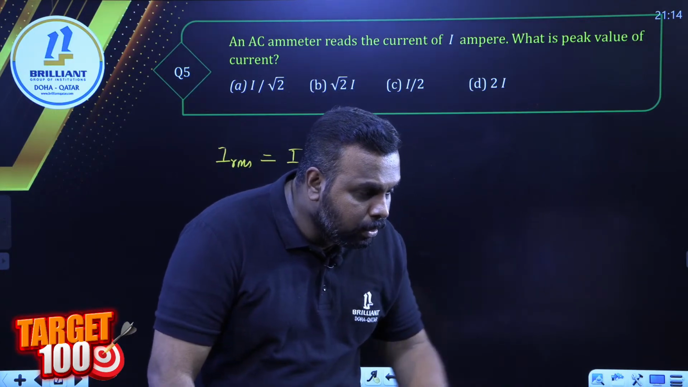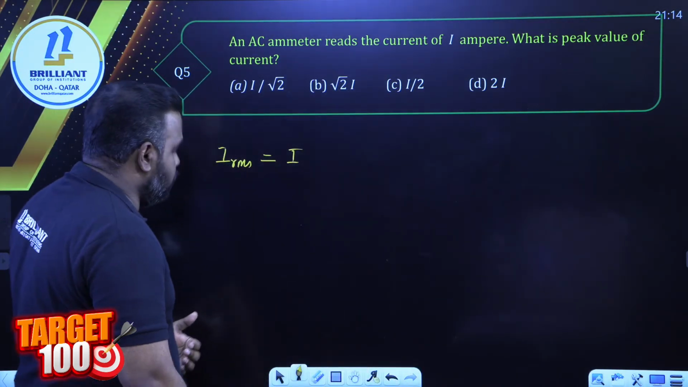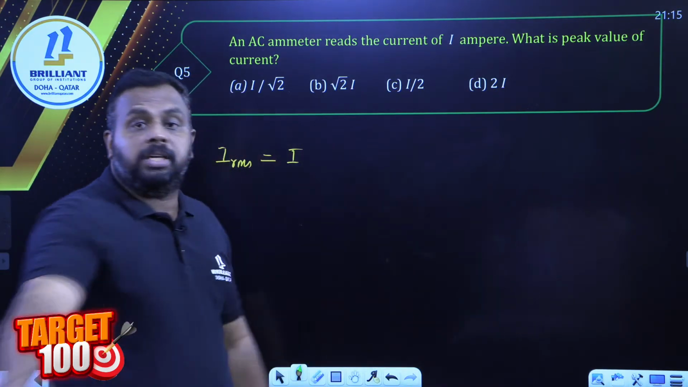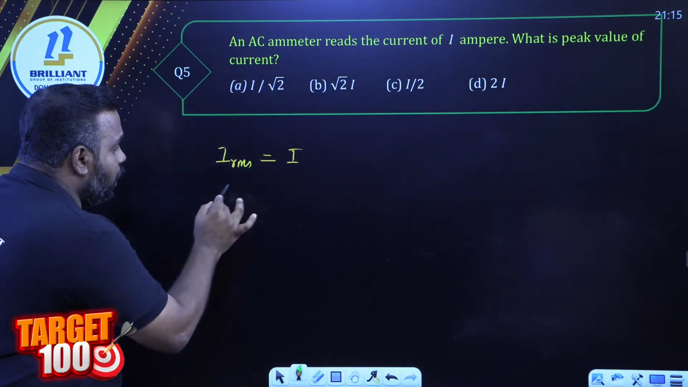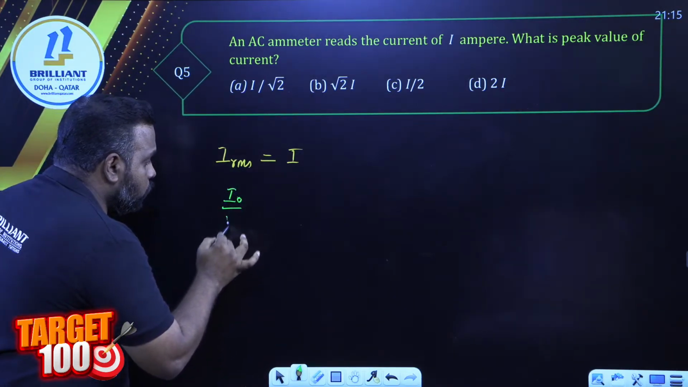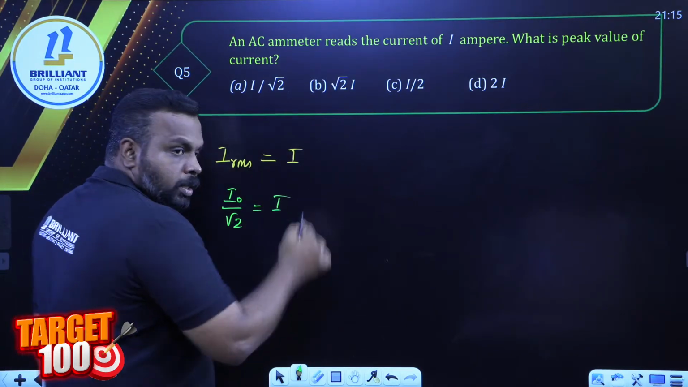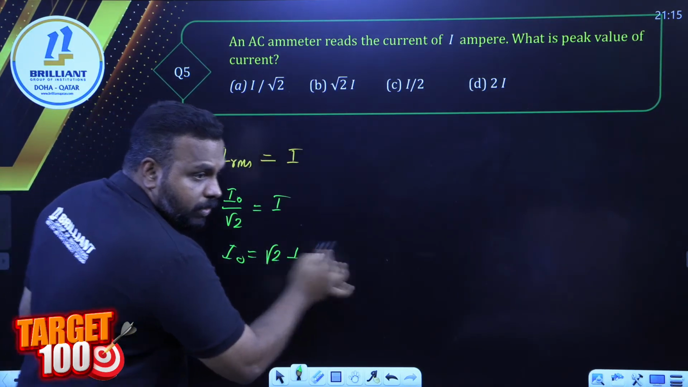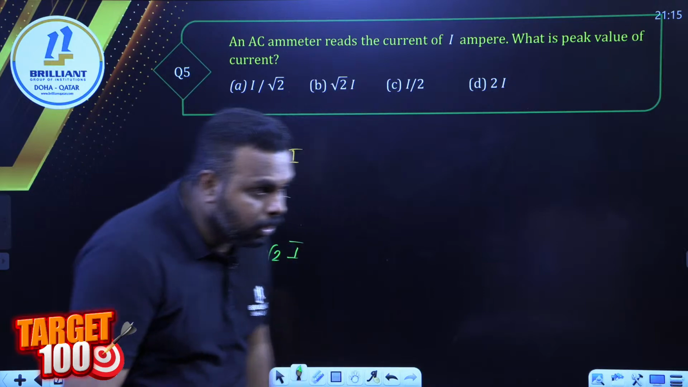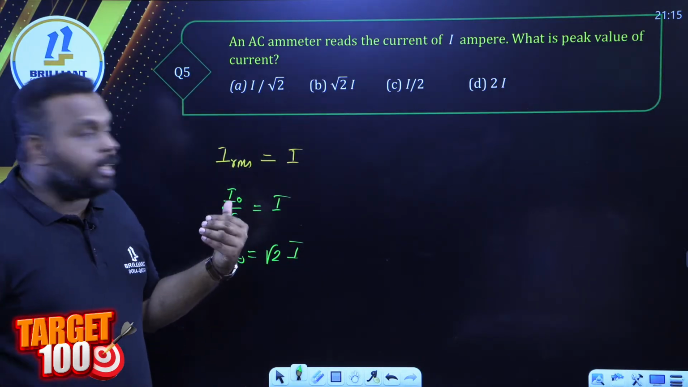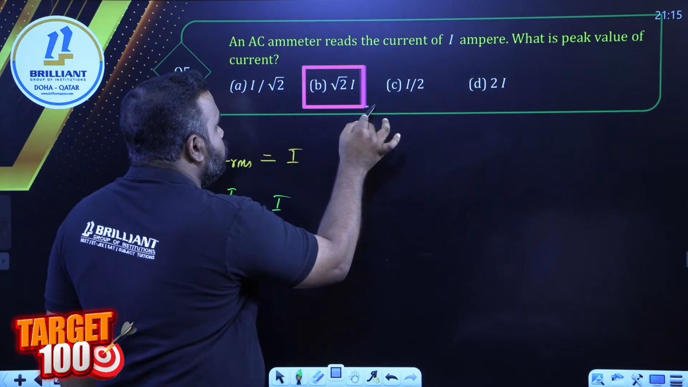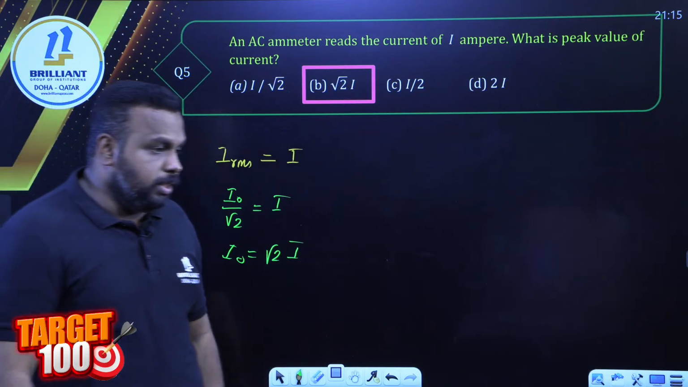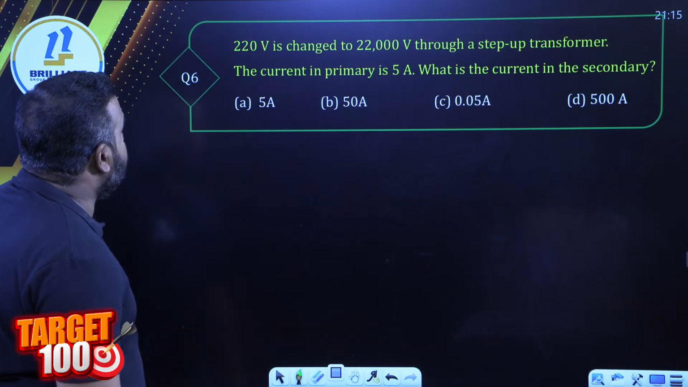Yes, I can see that many students comment B as the answer. Let me check. IRMS is equal to I. They are asking the peak value. Peak value is represented by I naught. You know that IRMS is equal to I naught by root 2. So the peak value I naught is equal to root 2 times I. Very good. Correct answers. The answer is option B. Root 2 times I is the peak value. Clear? Easy question. I am going to the next question, number 6.